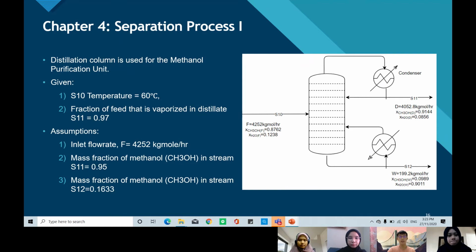The first one is the inlet flow rate F is equal to 4252 kilomole per hour from the mass balance chapter 2. Also, the mass fraction of methanol in stream S11 is equal to 0.95, and the mass fraction of methanol in stream S12 is equal to 0.1633.